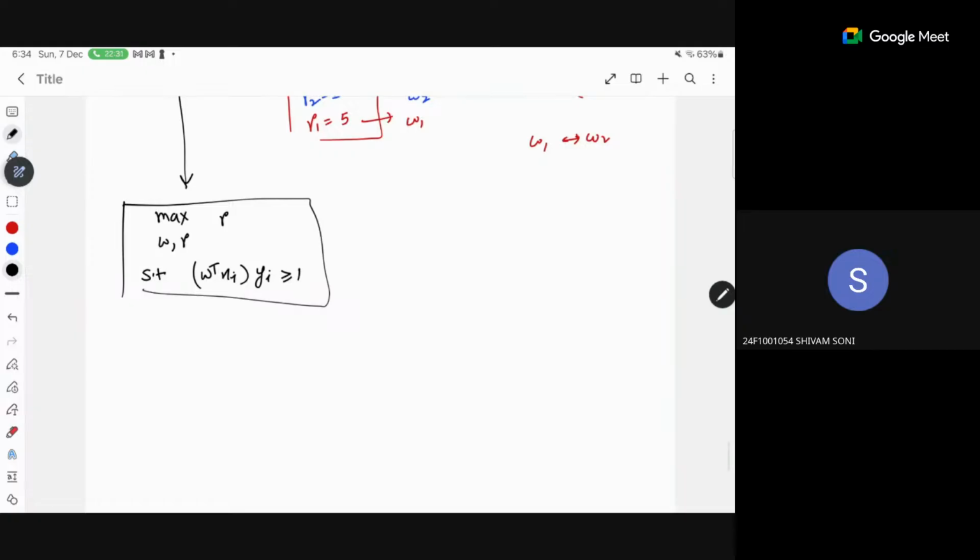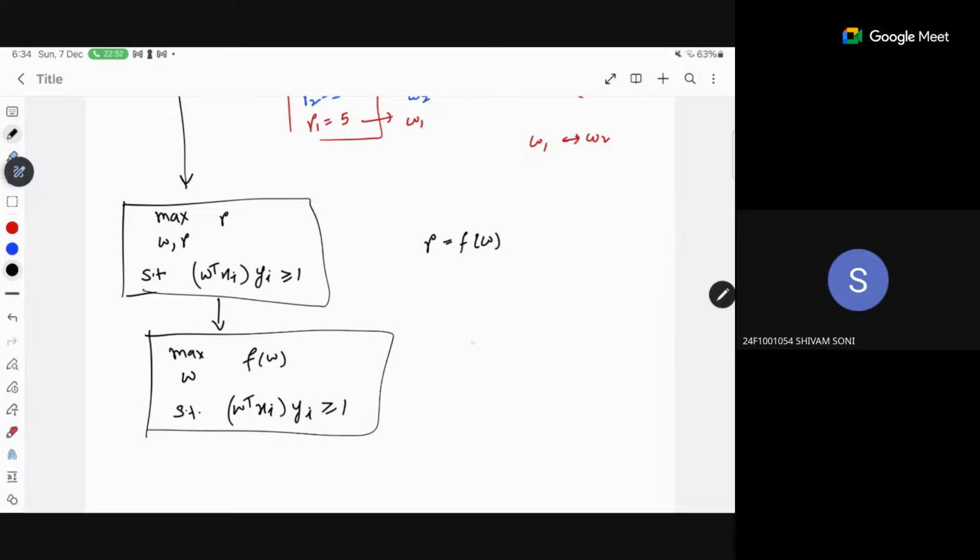Further, since gamma is a function of W, I will make this problem: maximize for W, a function of W, such that W transpose xi yi is greater than or equal to 1.